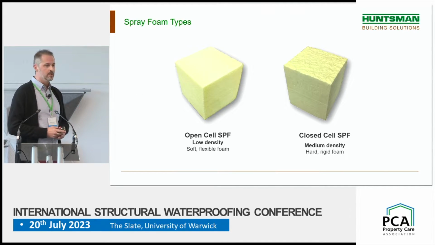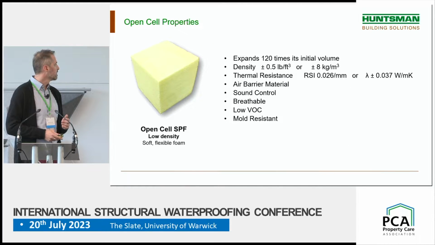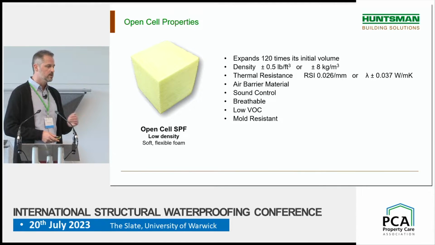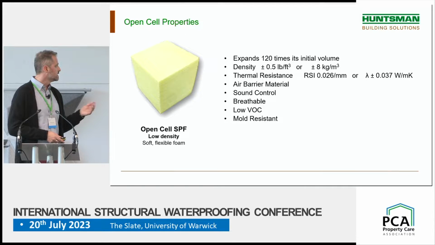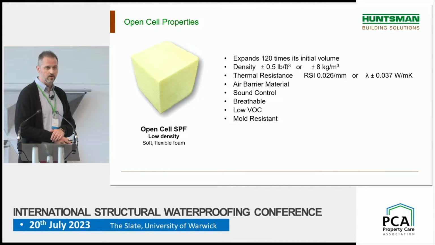So open cell insulation is low density, more flexible. I think you are more familiar with this product here in the UK. Closed cell insulation, that's what we're going to review today. So it's a harder product, medium density. Open cell insulation usually is installed in roof, walls, crawl spaces, exposed floor, not in basement or rim joists usually. It is mold resistant, low VOC, breathable, meaning it's not a vapor barrier or vapor layer control. It does provide sound control, and it's an air barrier material as well.